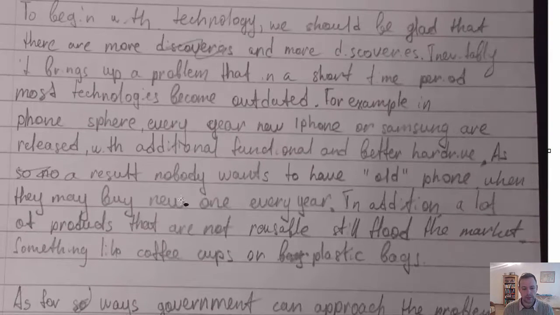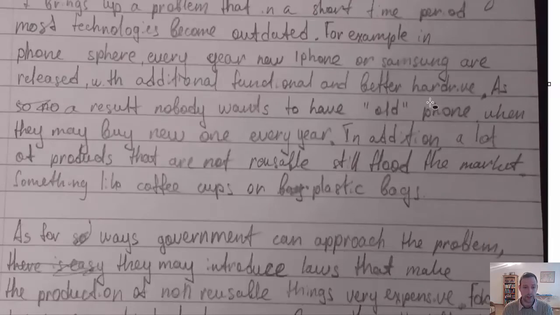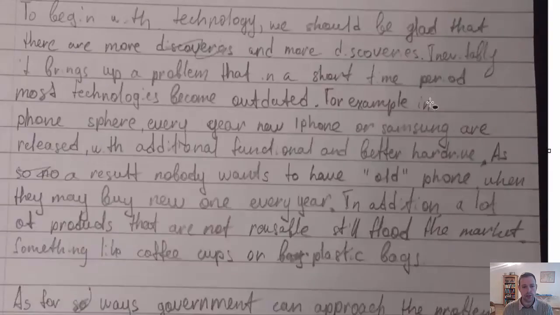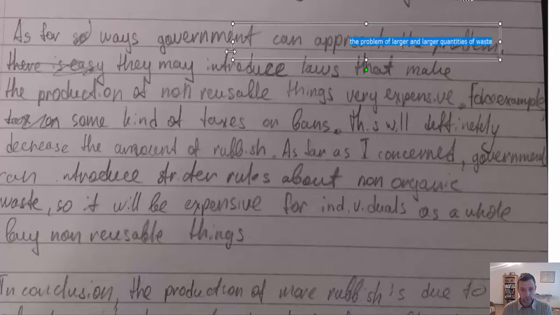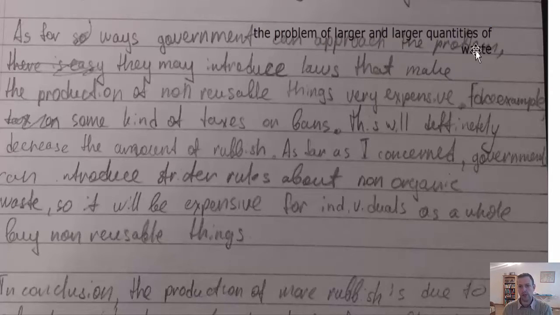And unfortunately, the problem here, the problem of what? Technology is becoming outdated? The person didn't mention more rubbish at all. But the good news is that it is in the introduction, and the examiner does know the question. Okay, but again, you can specify it. If you didn't write about it before, approach the problem of larger and larger quantities of waste. So you could do something like that. Approach the problem of larger and larger quantities of waste. Okay, but that's okay. They may introduce laws that make... Okay, so we'll come back to that.